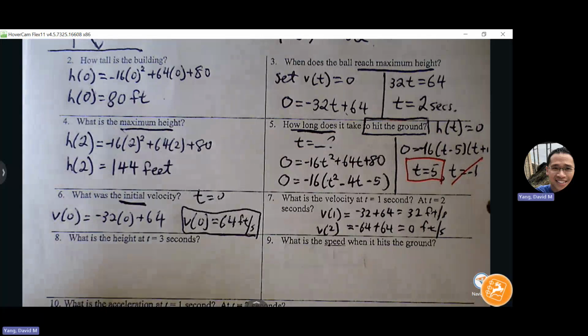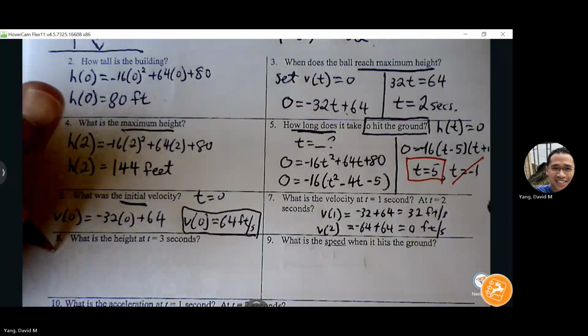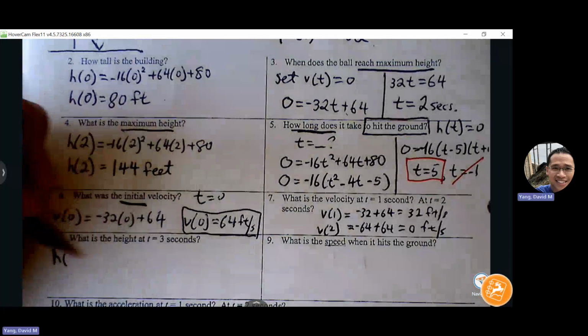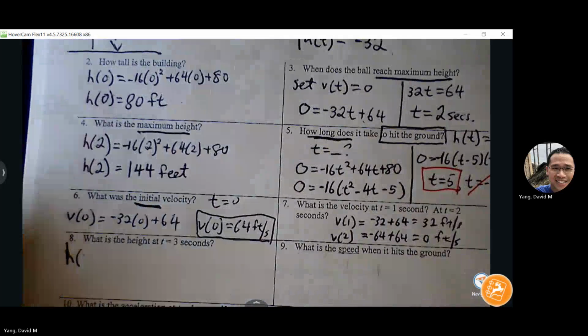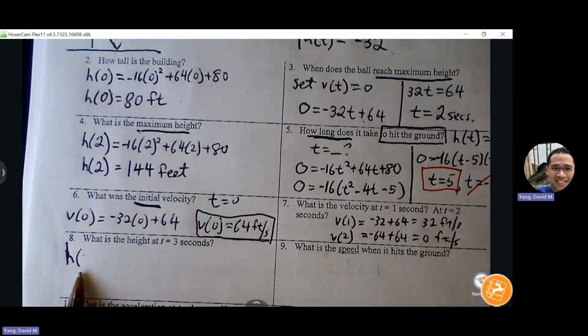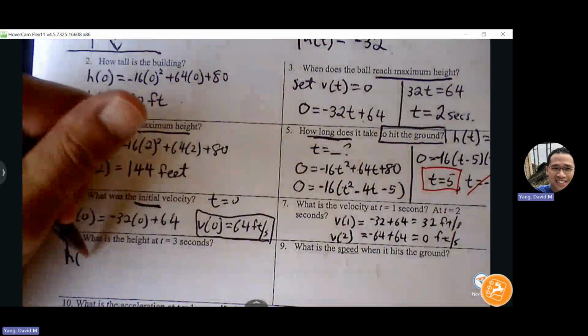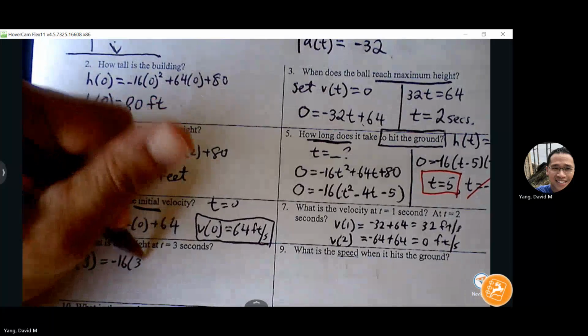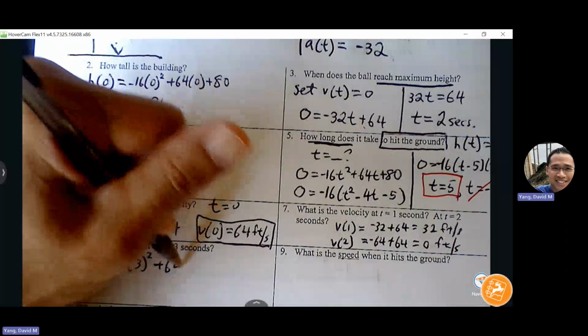Okay, what's the height at 3 seconds? So plug 3 into the what? The time, and yeah, the position function. Again, this is a big number here, so I'll do the math for us.